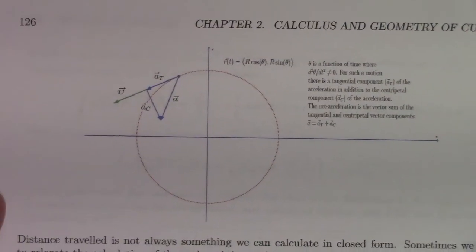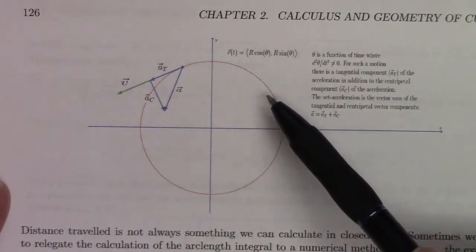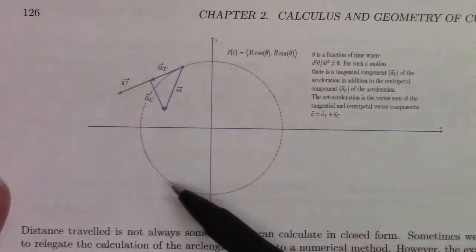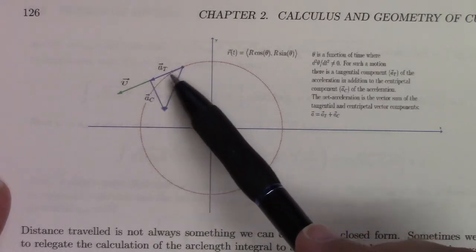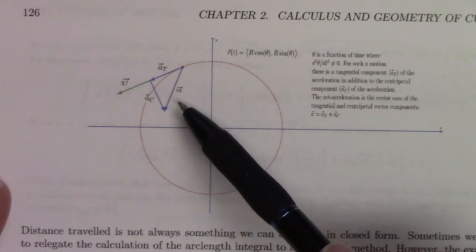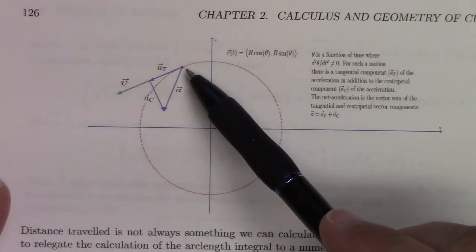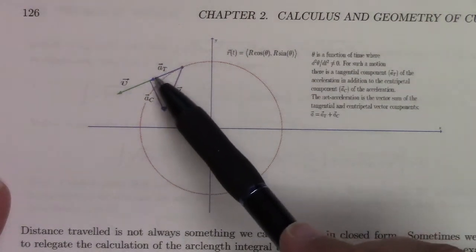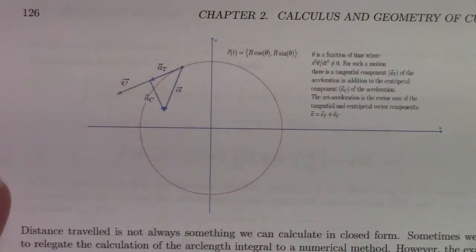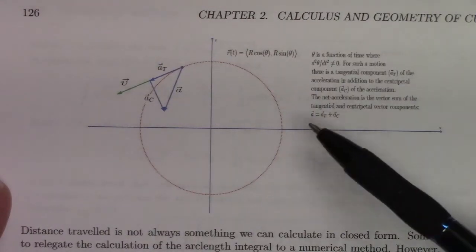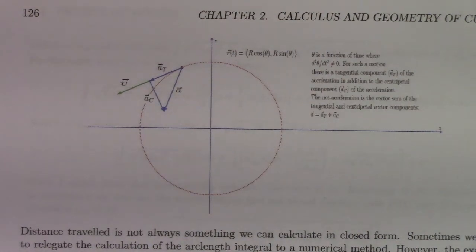Here's a picture. In the case that the circular motion doesn't have constant speed, that means that there's a tangential component to the acceleration. And so you can break up the acceleration into the center seeking part and then the tangential part, which is in the direction of the velocity. So generally speaking, for non-uniform circular motion, there's a mixture of tangential and centripetal parts.